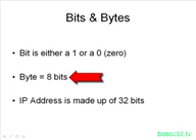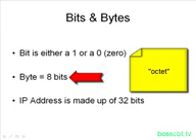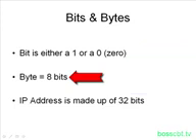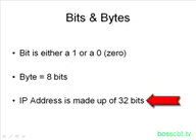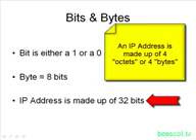Sometimes a byte is referred to as an octet. It doesn't matter which one you use, they refer to the same thing. It's just a grouping of bits. Now, an IP address is made up of 32 bits, so it's pretty big, and obviously a byte equals 8 bits, so you can also express an IP address as 4 bytes, because each byte is equal to 8 bits.